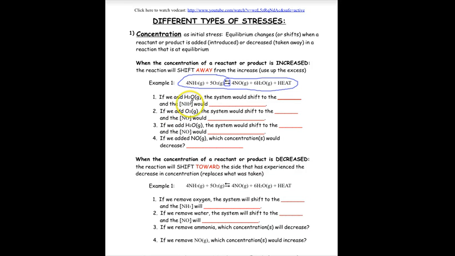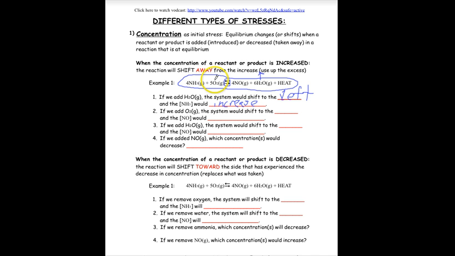So let's take a look at these. If we add H2O, so remember, add opposite. So if I add to this side, it's going to shift to the left. It is going to shift to the left, and the NH3 would increase in concentration.